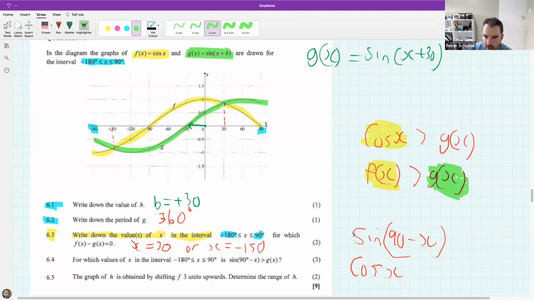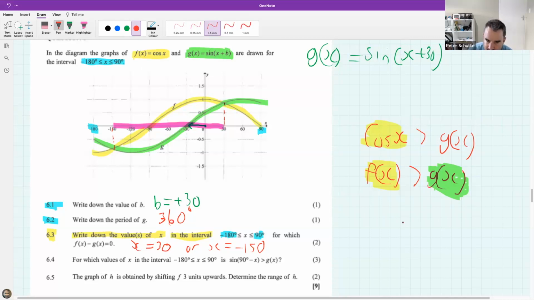So let's look at the graph. It feels to me like yellow is above green from here, and then it stays above green all the way to there. At these points, they're equal, so they're not included. So I'm just going to say x is greater than minus 150, and it's less than 30.